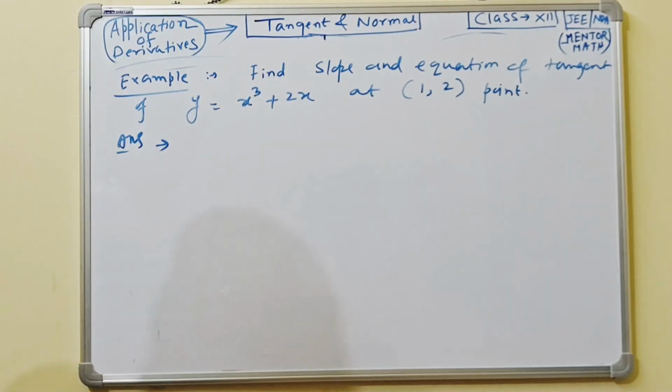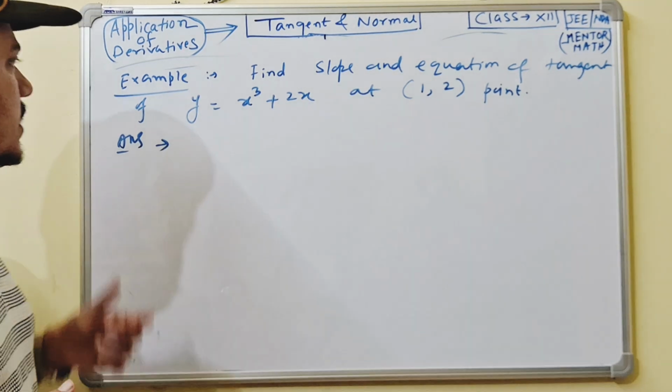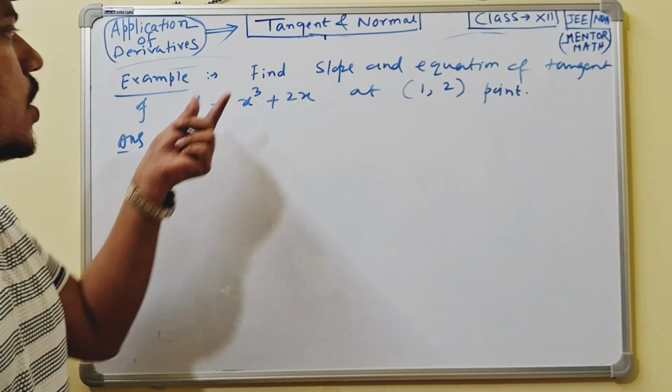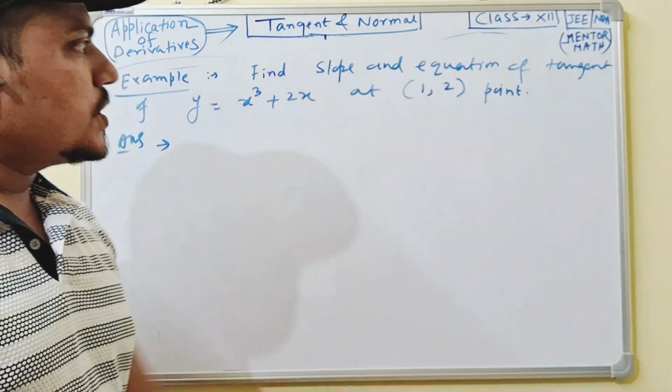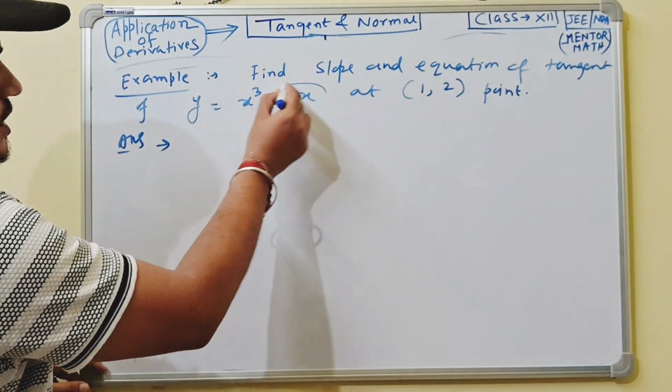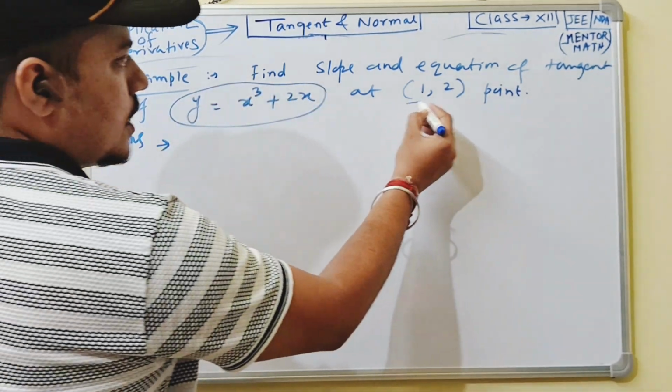Now we come to one very important, nice question, an example. Look at this very easy example: find the slope and equation of tangent of y equal to f(x). The function is given and a particular point is given.